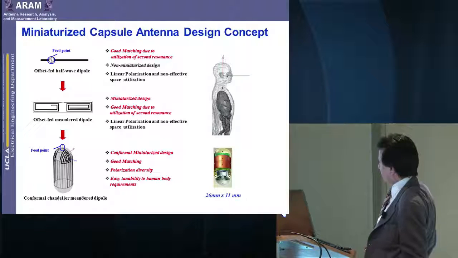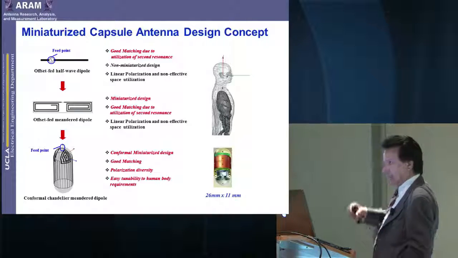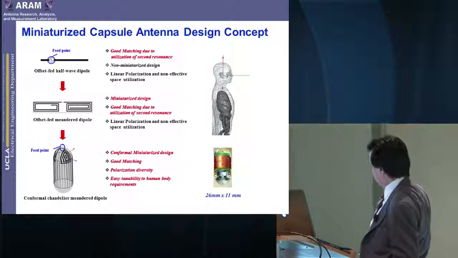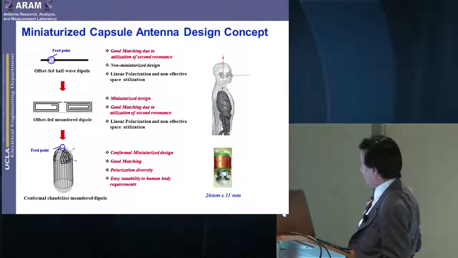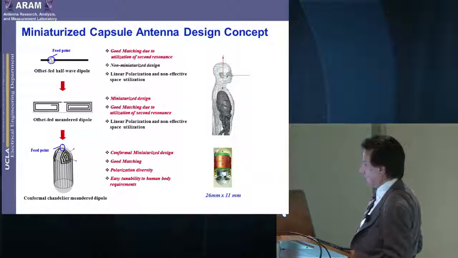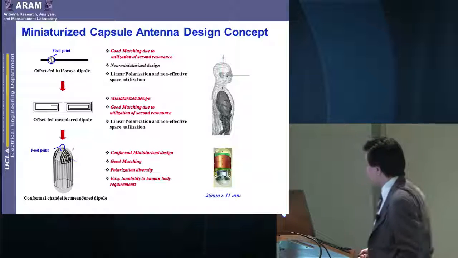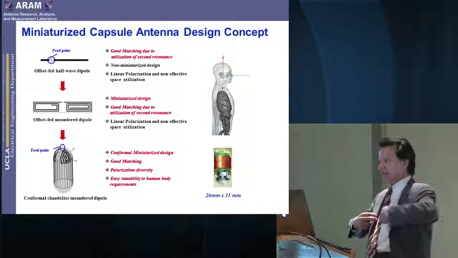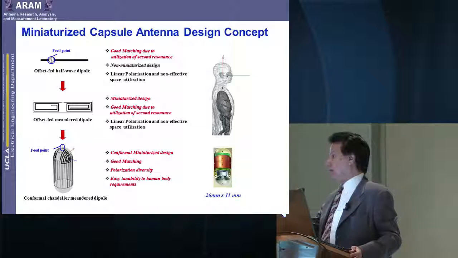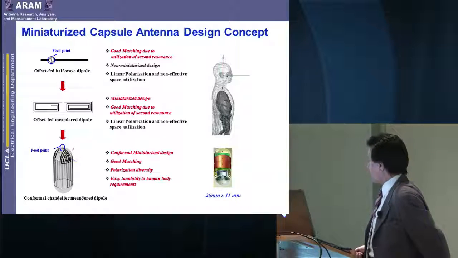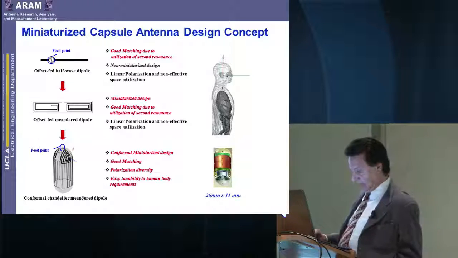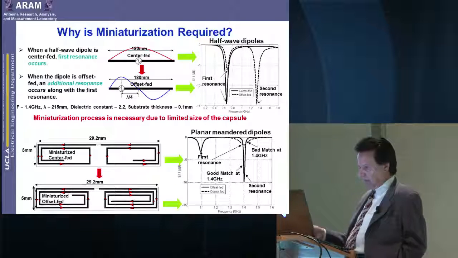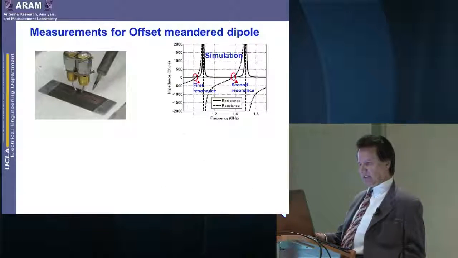This is a folded version of the meander dipole, which can be mounted on the top part of the capsule and does a lot of interesting things: conformal miniature design, good matching, polarization diversity, and easy tunability inside the human body. If you design your antenna outside and then put it inside, the performance gets degraded quite noticeably. So you have to design with anticipation of the interaction with the body, and we are able to do that. We tested it.